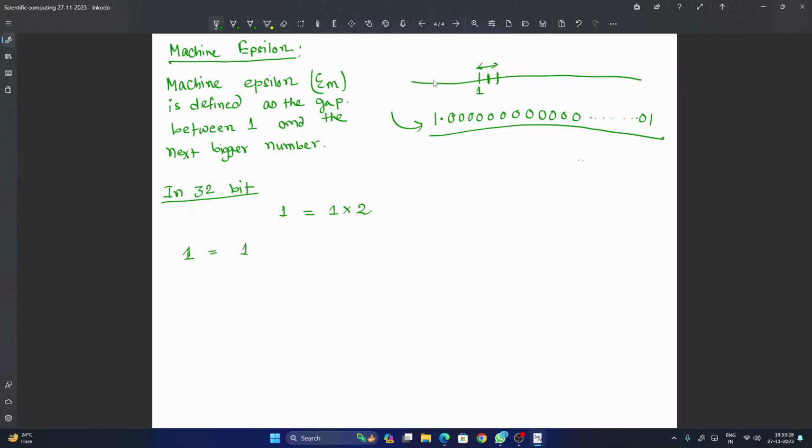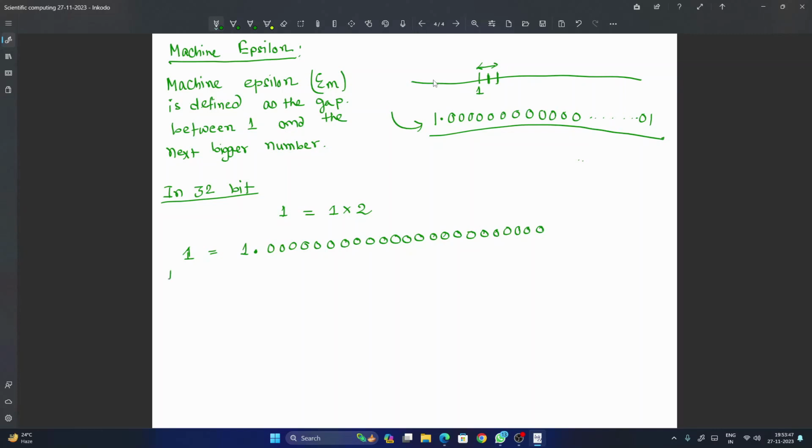1.1, 2, 3, 4, 5, 6, and so on up to 23. That is the number. Those 23 zeros will be saved in the mantissa portion.